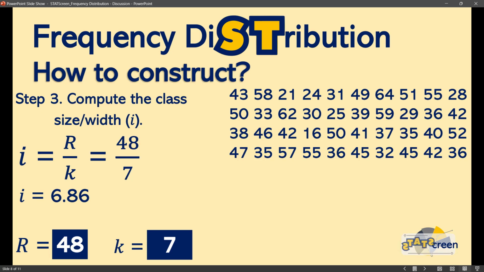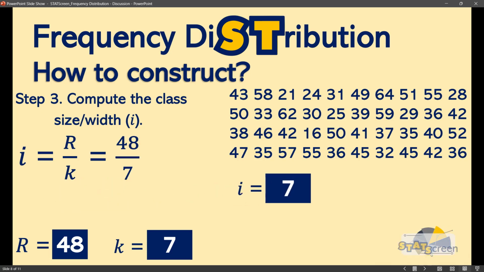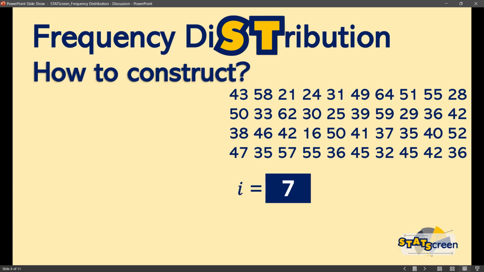Same as step 2, for K, we rounded it up. Let us also round this up to 7. This is also important because, again, I corresponds to class width. It could help us construct a better frequency distribution, for the class width is constant all throughout the class intervals. Let's record this. Let's proceed to step 4.